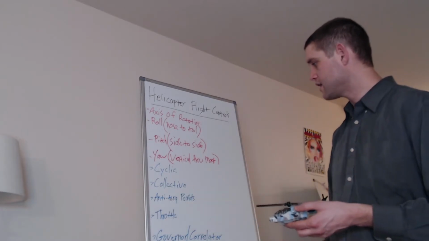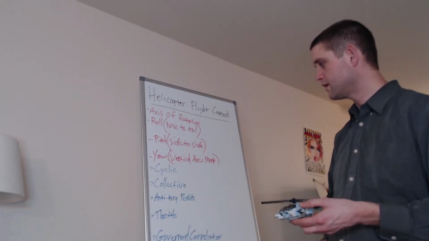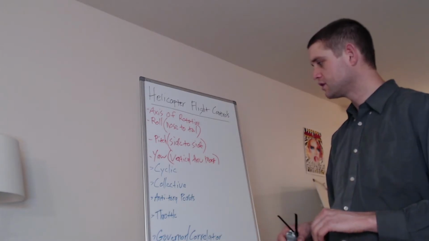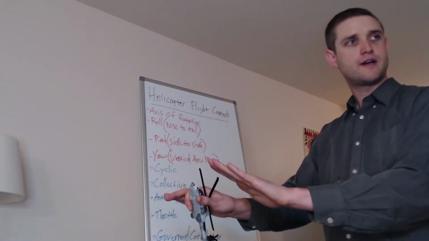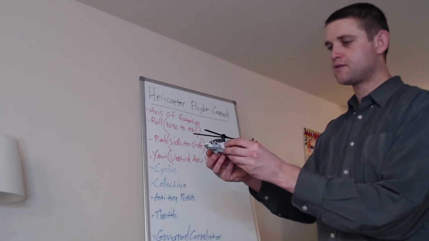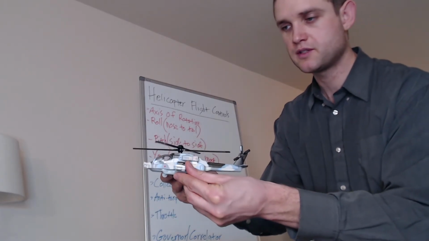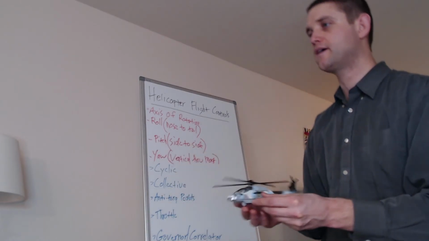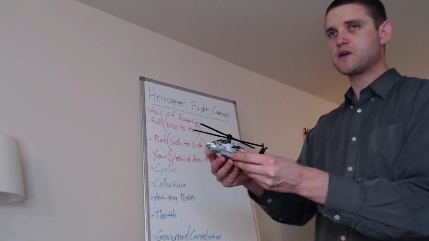We have the anti-torque pedals, which basically have a pedal on each foot. If you press right, it causes the helicopter to yaw to the right. So that would be this movement, causing it to rotate to the right. Left pedal, same thing, but to the left.